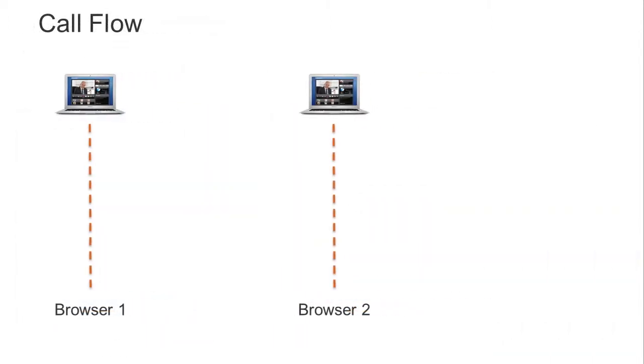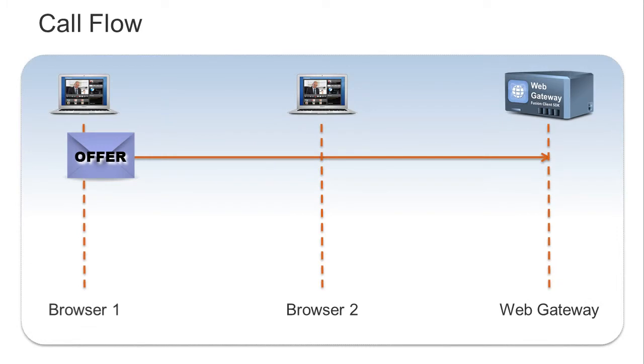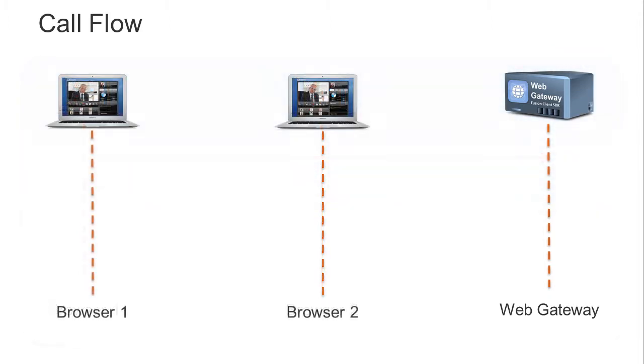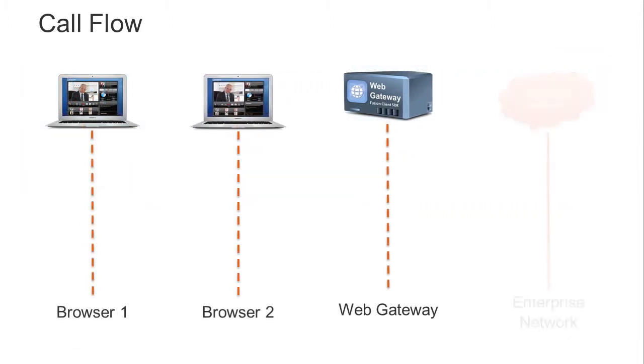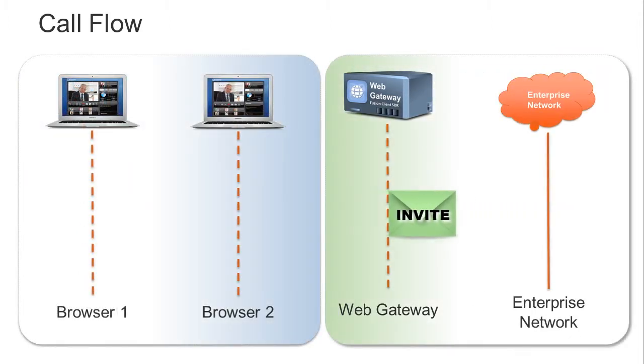Perhaps I want to call a colleague who's also using a WebRTC client. By clicking a link or dialing the extension, the web client sends an offer to the Fusion Web Gateway. The offer is received by the gateway and its intent is translated to the appropriate SIP, which then gets passed downstream into the internal network.